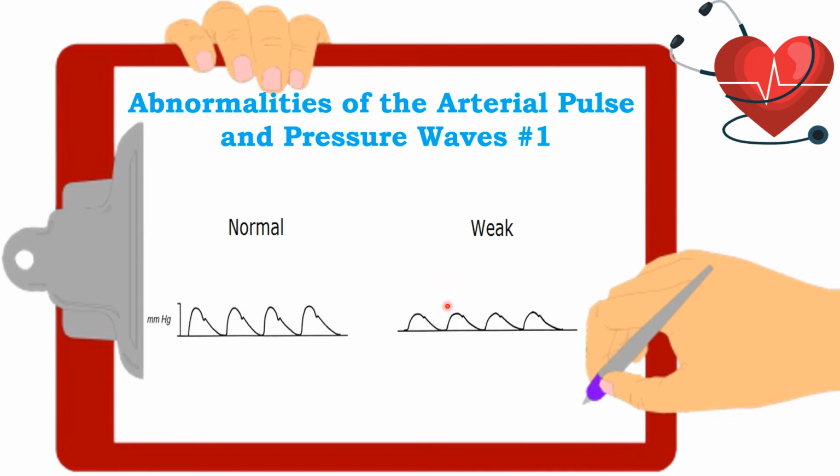For the weak pulse, the pressure is diminished, okay, and the pulse feels weak and small. The upstroke may feel slowed and the peak prolonged. So the common causes include a decreased stroke volume, as in heart failure, hypovolemia, and severe aortic stenosis. Also, in patients with increased peripheral resistance.